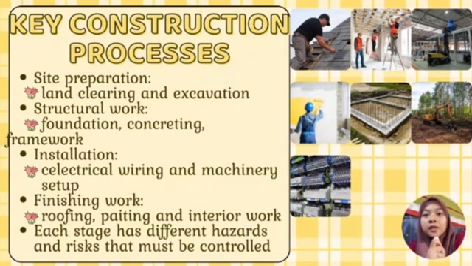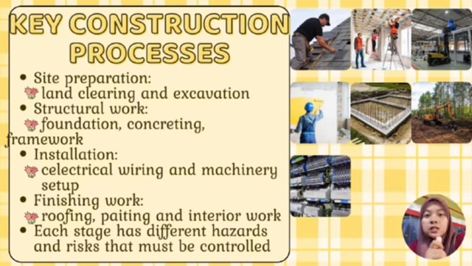Next, I will explain the key construction process. The first stage is site preparation, which includes land clearing and excavation. This stage prepares the area before construction begins. The second stage is structural works. It involves building the foundation, concreting, and framework that form the main structure of the building.